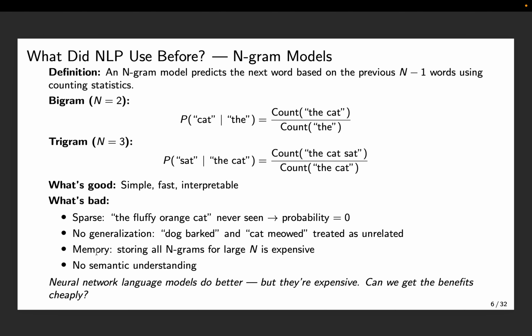Thirdly, memory. As n increases, the number of possible n-grams explodes. Storing all trigrams or 4-grams from a trillion-word corpus is impractical. And crucially, no semantic understanding. The model is just counting patterns, it doesn't understand that Paris is a city or that king and queen are related. Neural network language models came next and did much better, but they came with their own problems, which I will explain now.